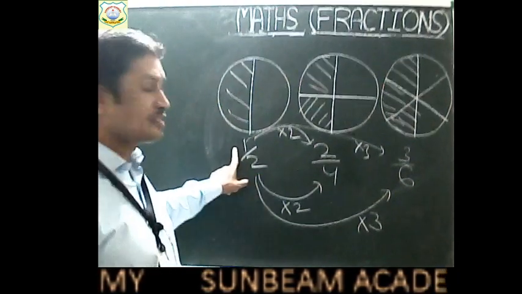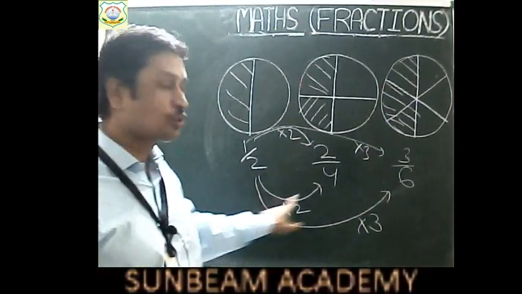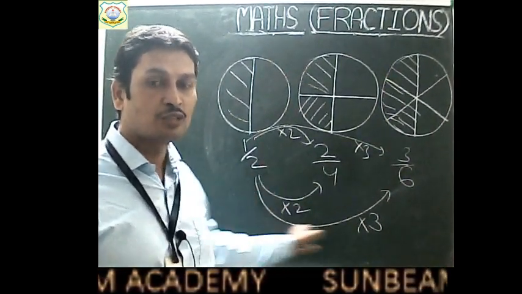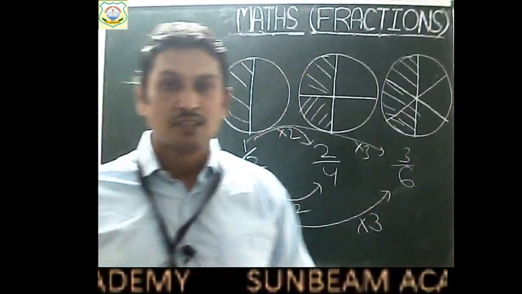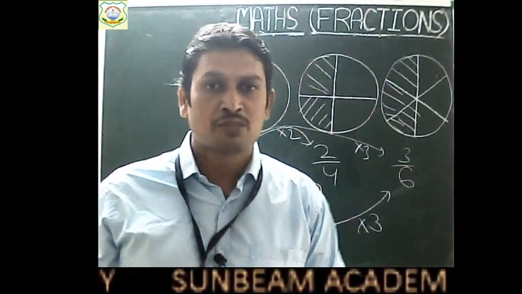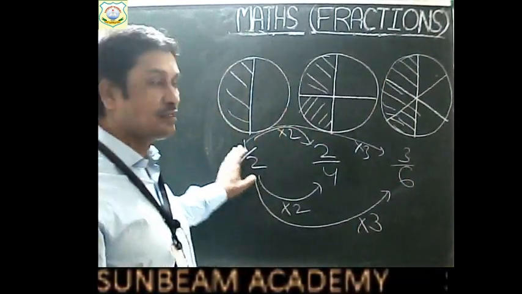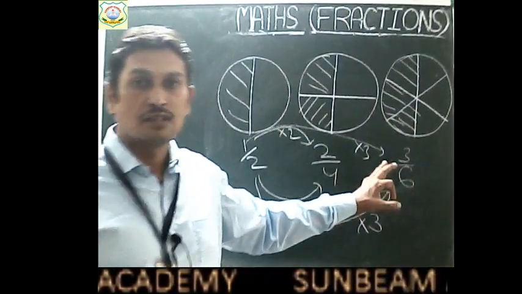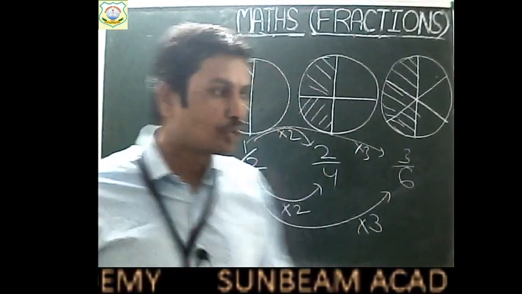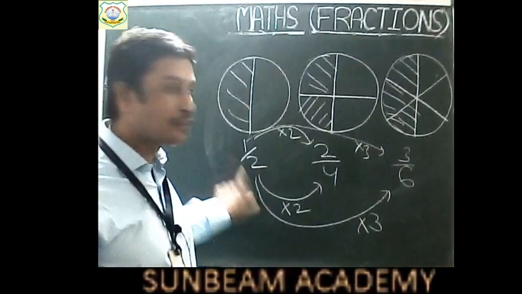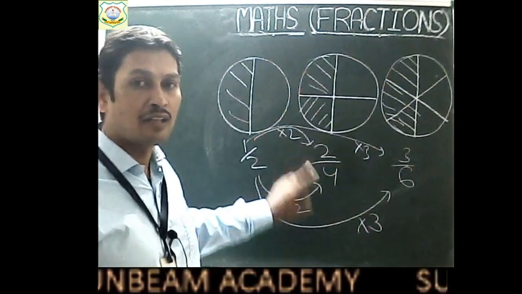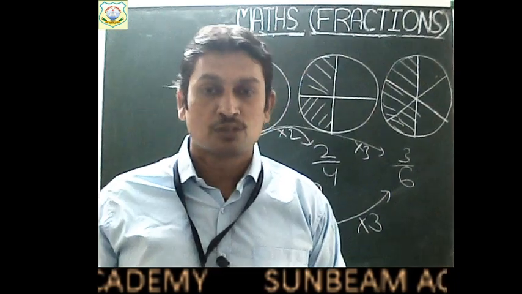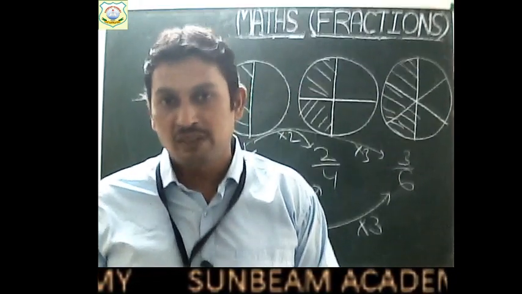So if the numerator is increased two times, then the denominator is also increased two times. If the numerator is increased three times, then the denominator is also increased three times, right? So in this way, what kind of fractions do we get, children? If we multiply the numerator and denominator of a fraction with the same number, then we will get its equivalent fraction, children, because you can see, all of these fractions 1 by 2, 2 by 4, 3 by 6 are representing the same part of the whole watermelon. So such fractions are known as equivalent fractions.